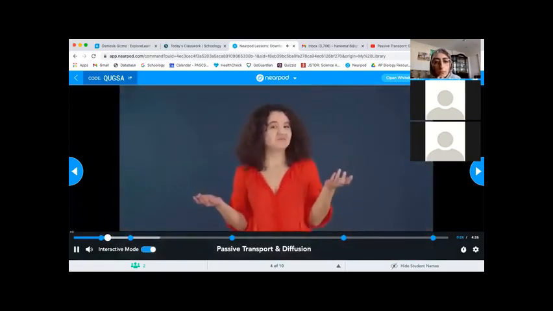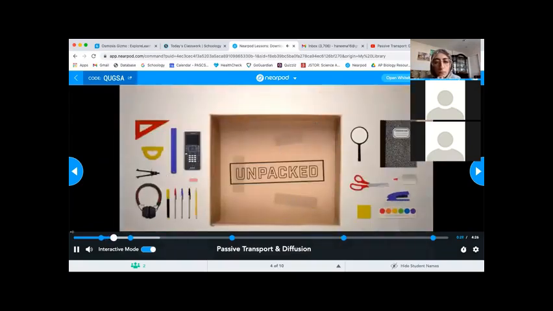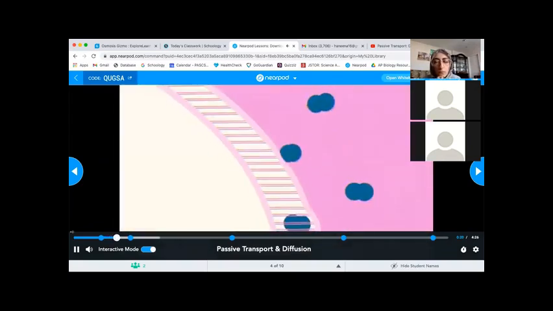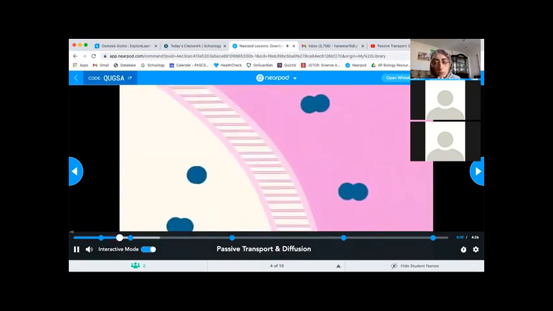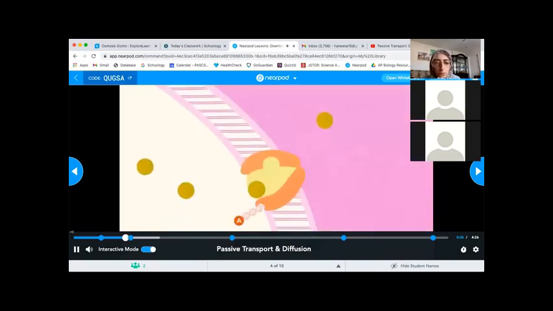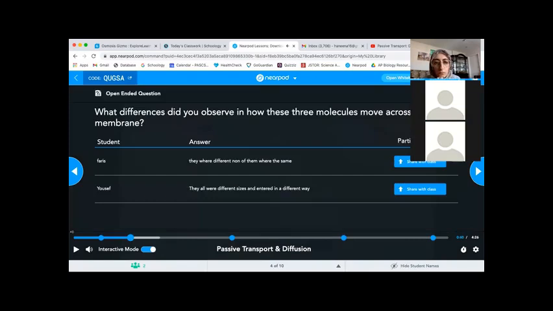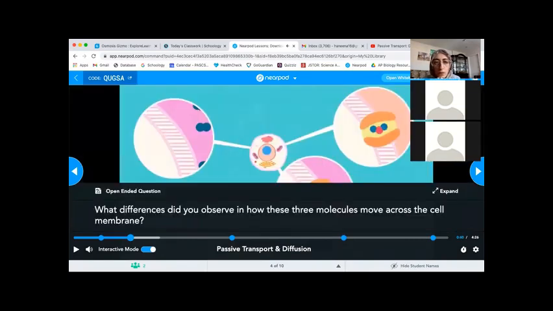How does that really work? Let's check it out. Active and passive transport unpacked. Here's oxygen moving across a cell membrane. Here's water. Here's calcium. What do you notice? Okay, guys, so go ahead, put in your answers for the next question. I'll give you guys about 1 minute, and then we will review.